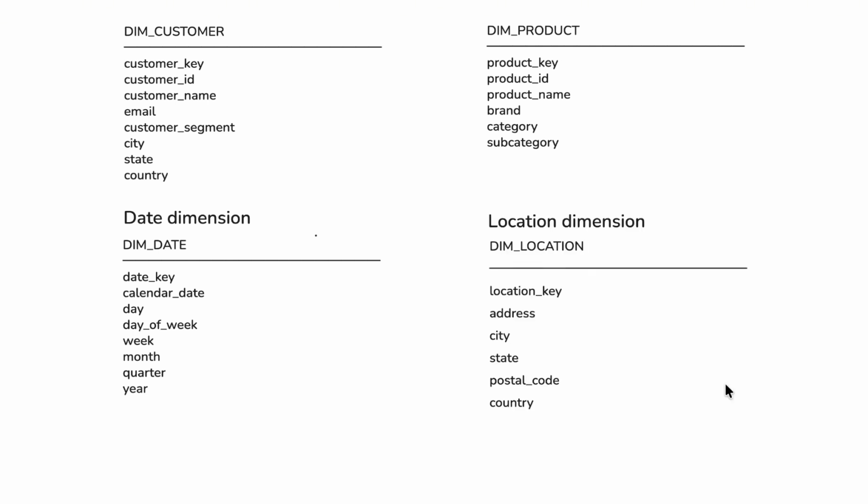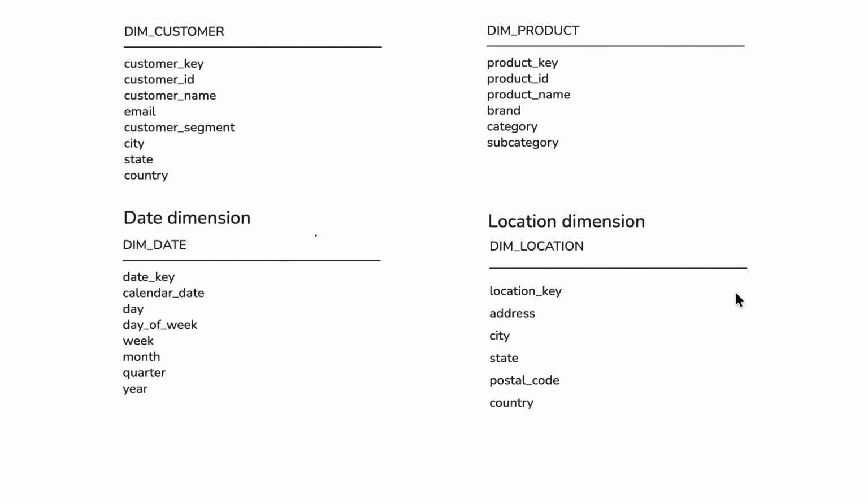Then we have location dimension. For sales analysis, I might want the actual shipping location from the order rather than simply the customer's current home address. That's an important distinction. A customer may move later, but the historical order was still shipped to the original location. So for our example, we'll model the shipping location separately.